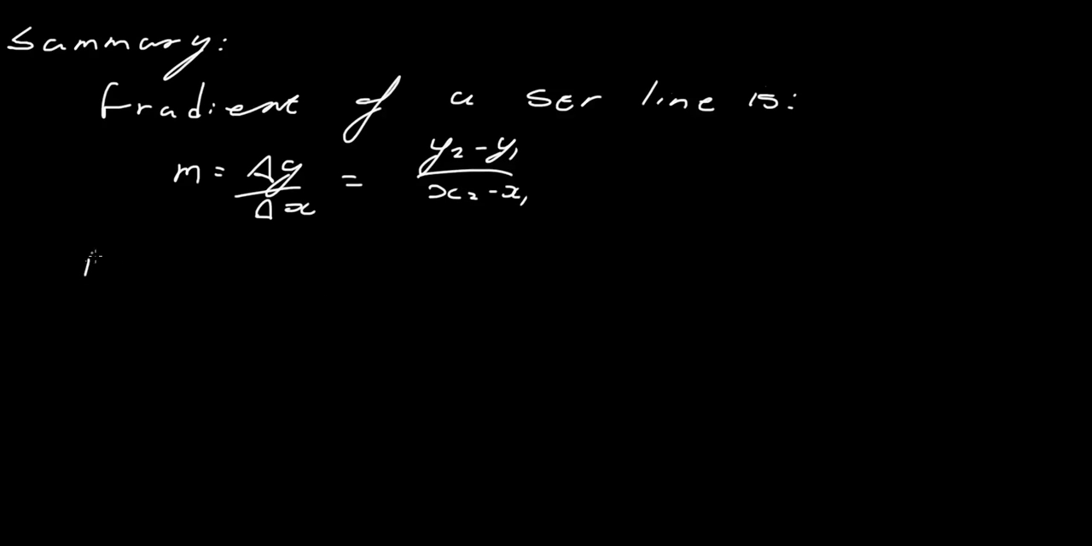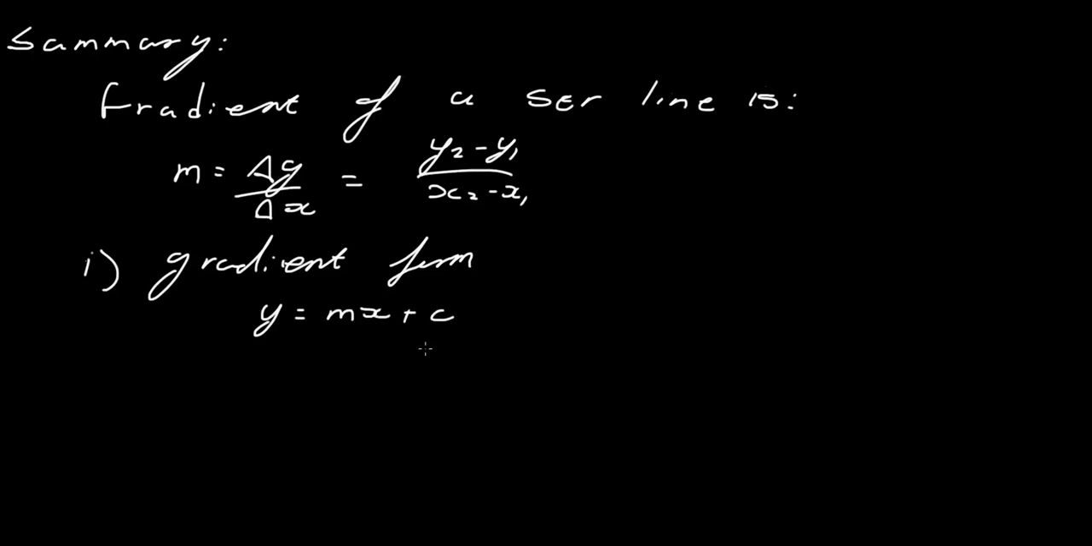Next, number 1. Gradient form: y equals mx plus c, where m is the gradient and c is the y-intercept. So you're going to use this form when you're given the gradient and the intercept, or you can calculate the gradient using this equation. So if you're given 2 points, you can calculate the gradient, and if you're given the intercept, then you can just pop it into this form.